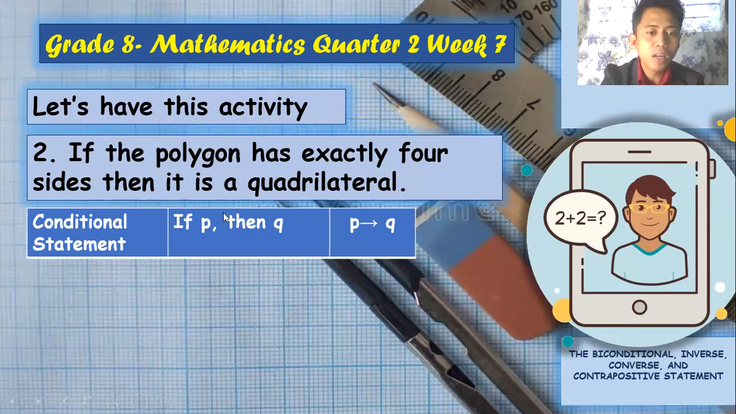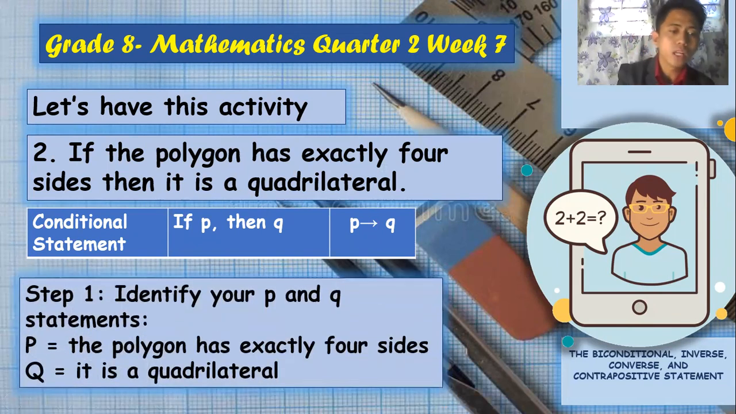By simply following this pattern, "if P, then Q": after "if" is our P, the polygon has exactly 4 sides. Then followed by a comma, we have the word "then", and after that follows our Q: it is a quadrilateral. So that is our step 1, identifying our P and Q statements. We're done identifying them: our P is the polygon has exactly 4 sides, and our Q is it is a quadrilateral.